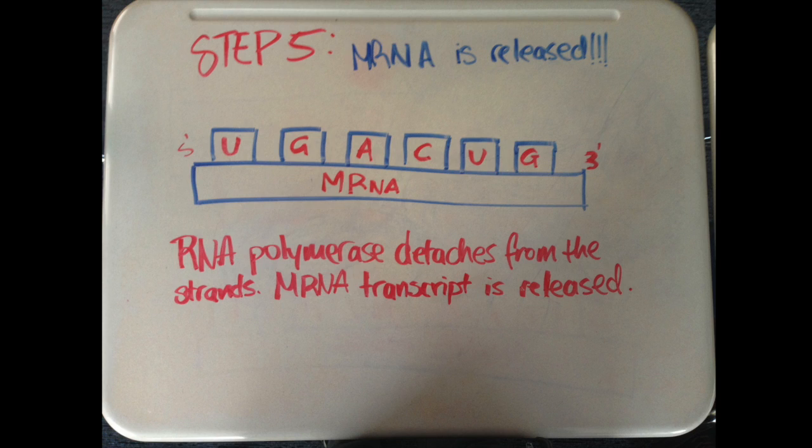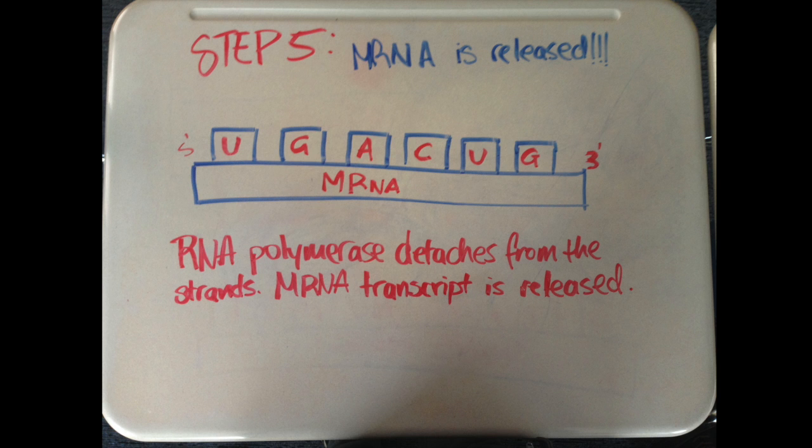Step 5 is the last step of transcription. In this step, the RNA polymerase reaches the terminator and the process of creation of the mRNA transcript is terminated. Once this happens, the mRNA transcript is released from the antisense strand as well as the RNA polymerase. In these 5 steps, we have been able to see how the process of transcription from DNA to mRNA works.